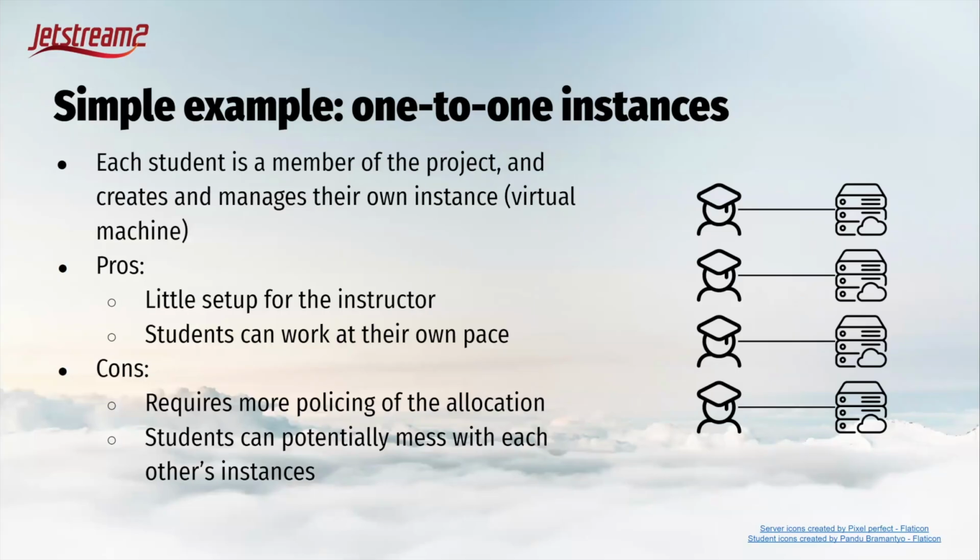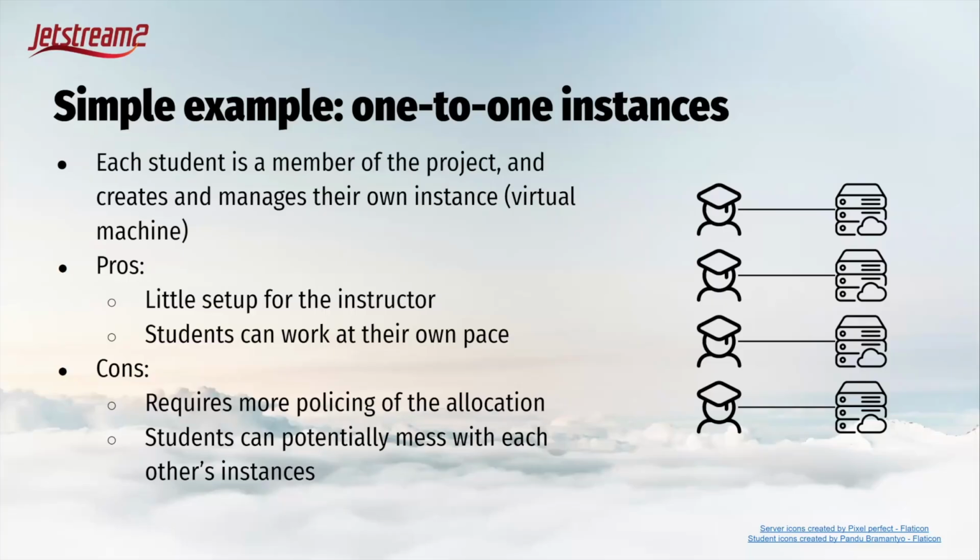So, the one-to-one instances example. This is an example of how you might use Jetstream2 in your class. And this is actually what I'm doing for our interactive demo. What I have done is I have pre-launched a bunch of instances, and I've named them using each of your ACCESS IDs if you gave us one. And I've added you to our training allocation.